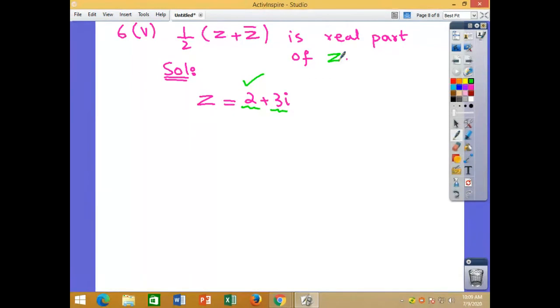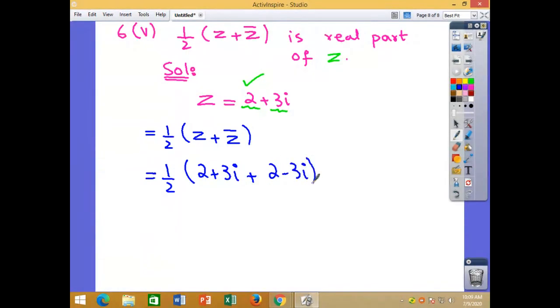First of all, we take 1 by 2 (z plus z conjugate). Now replace the value of z and z conjugate. What is the value of z? The value of z is 2 plus 3 iota. What is the value of z conjugate? The value of z conjugate is 2 minus 3 iota. Here we see that plus 3 iota and minus 3 iota cancel with each other. Both the terms are cancelled with each other.